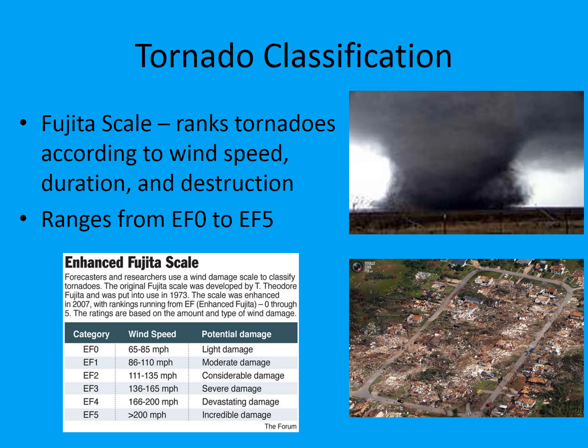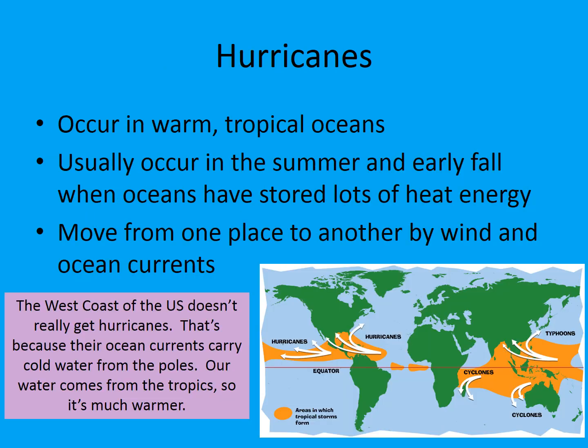If you are familiar with the movie Twister, they talk about F1, F2, F3. That's exactly what the Fujita scale is. It's just been modified a little bit, so now they call it the Enhanced Fujita scale. And the pictures that I have there are from an EF5 tornado, the strongest that you can have.